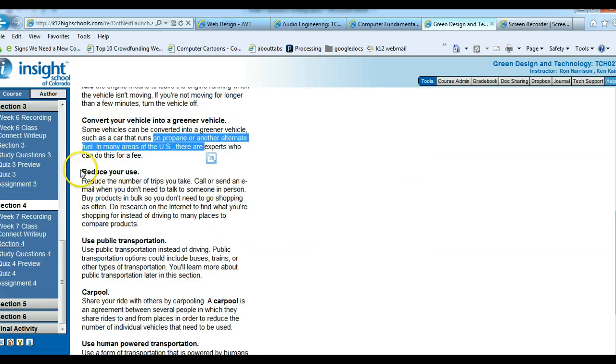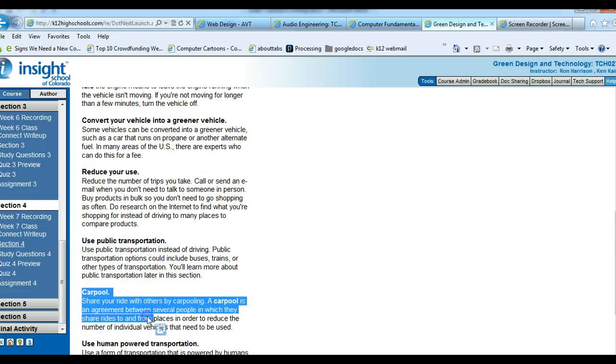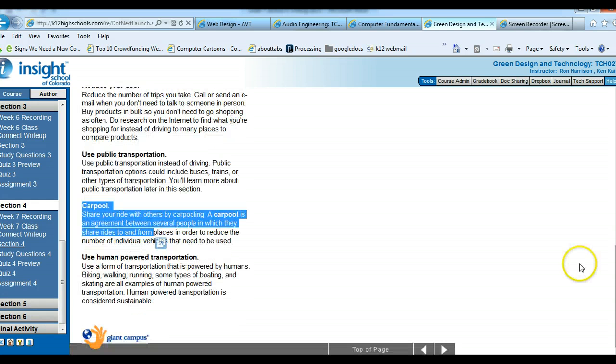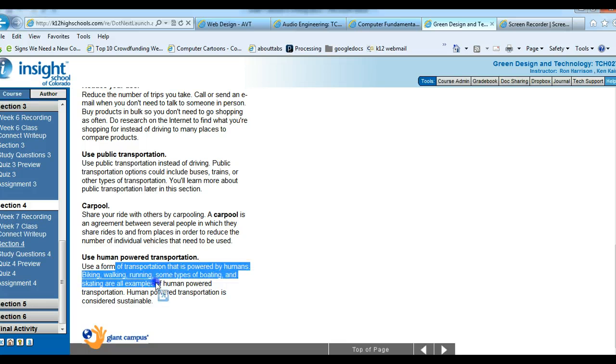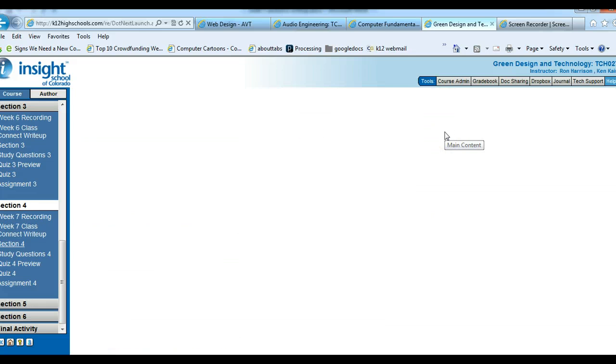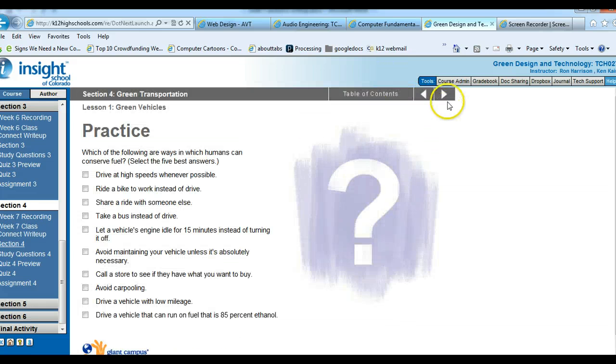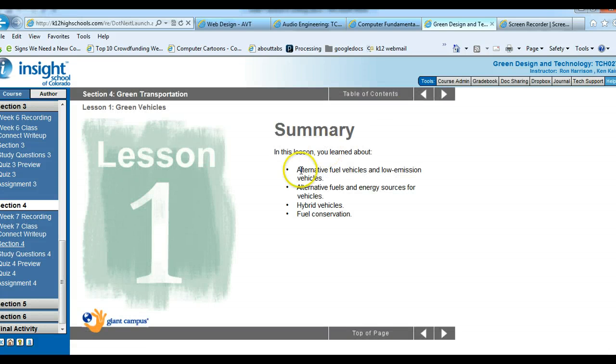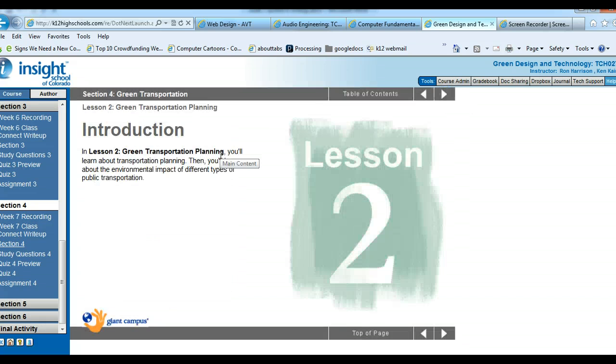Don't drive as much. Use public transportation, carpool, use human-powered transportation, right? Use a bicycle or walk, whatever. So those are just different alternatives to how we normally get around and how we can conserve fuel and put fewer emissions in the air. Try this practice, see what you know there. In this section, we looked at alternative fuels and energy sources for vehicles, hybrid vehicles, and fuel conservation. We learned about all those things.